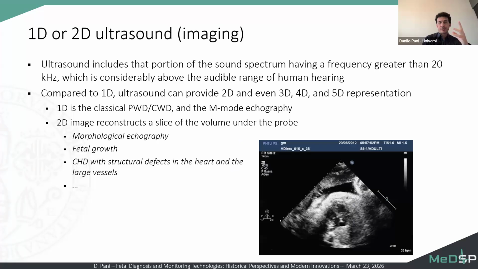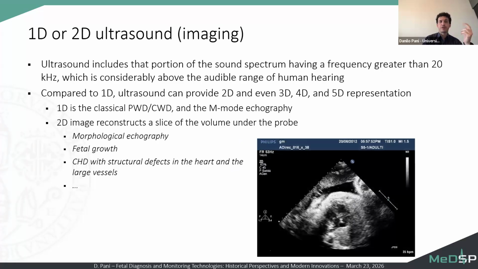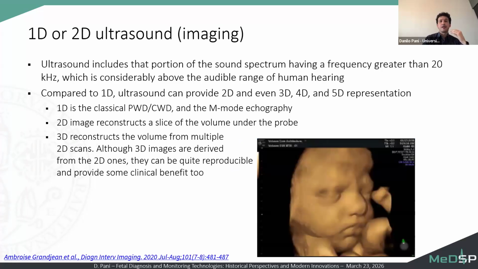However, the ultrasound machines can be normally adopted for 2D image reconstruction of a slice of the volume under the probe that can be used for morphological analysis, study of the fetal growth, and identification of structural defects, even in the heart or large vessels. There are also improvements of the technologies in the field, such as, for instance, the development of the 3D ultrasound systems that are normally used to provide the image of the baby to the mother, but can also be used to detect some clinical features too.